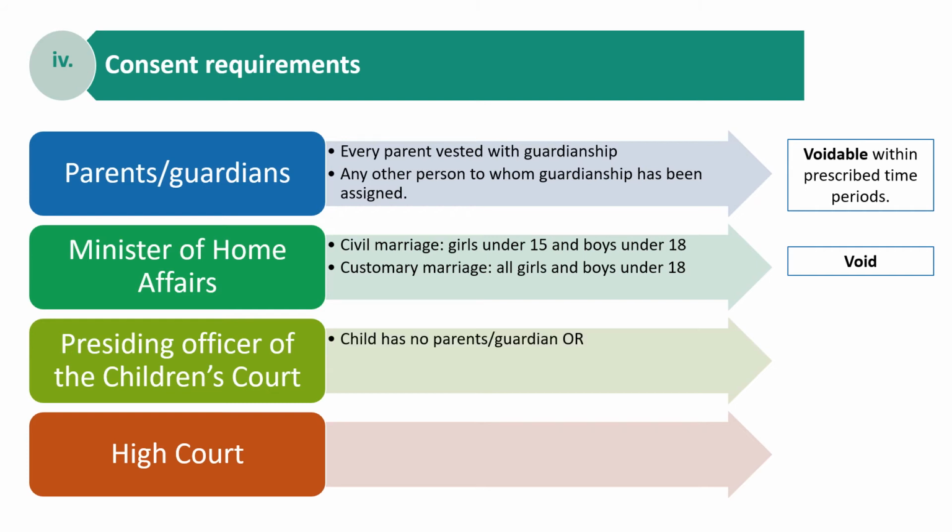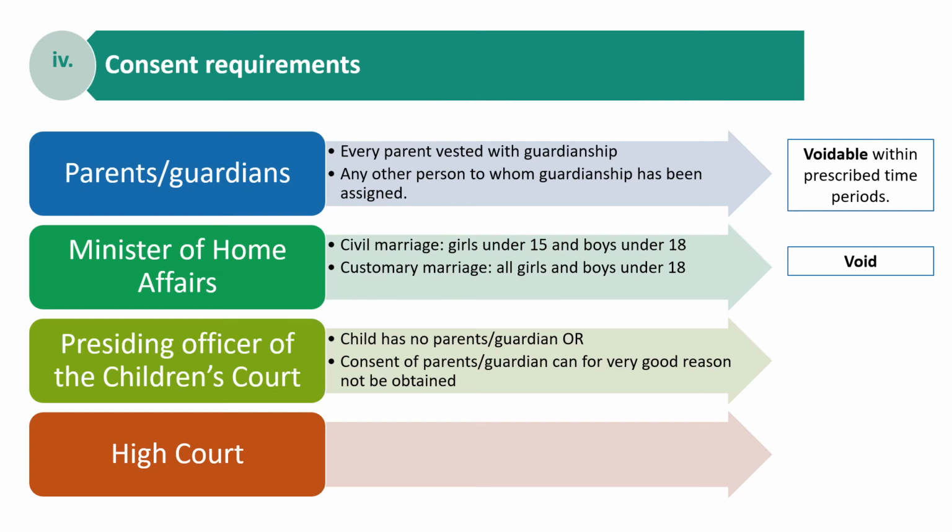Where a child does not have parents, because the child has, for instance, been orphaned, or the child has a parent, but the consent of that parent cannot be obtained for a very good reason, such as the fact that the parent is in a coma or is missing and cannot be traced, the presiding officer of the Children's Court must give consent for the marriage of the child.